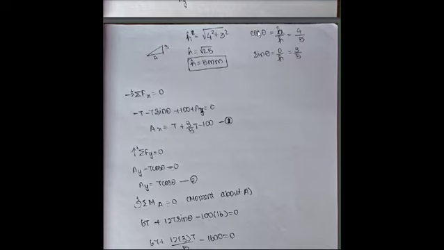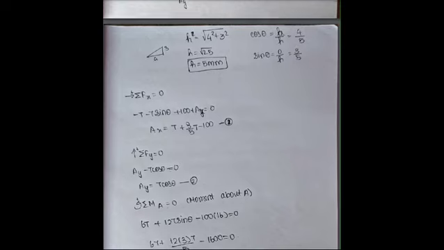Now we should find cos theta. We know that cos theta is equal to adjacent by hypotenuse, so it is equal to 4 by 5. Next, we know that sin theta is equal to opposite by hypotenuse, so sin theta is equal to 3 by 5.